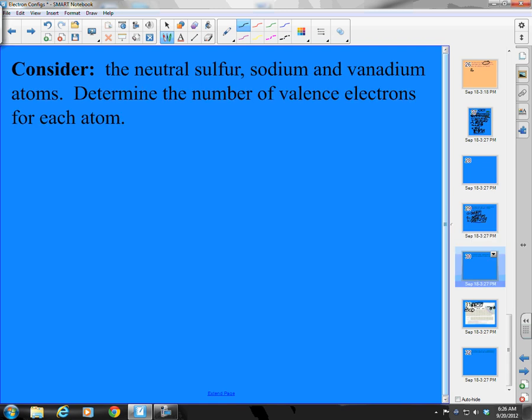Moving on. Consider the neutral sulfur, sodium, and vanadium atoms. I think I recognize those. Determine the number of valence electrons. So we want to have some notes here on valence electrons. What are valence electrons? Valence electrons are very important to us. First of all, let's define them.